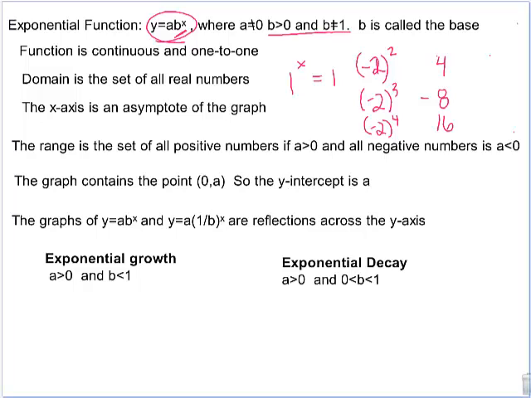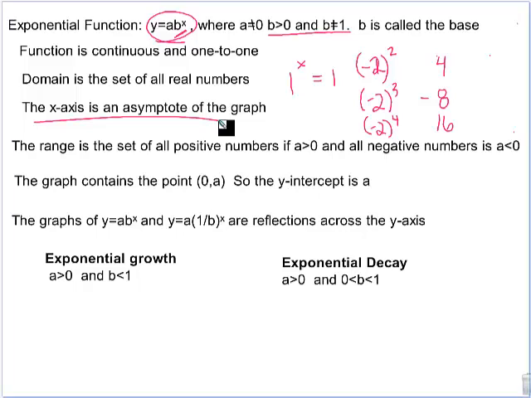The domain is always the set of real numbers. So what does that mean? What types of numbers can our x be? Positive and negative. Our x can be anything we want it to be. And the x-axis is always an asymptote because we can't have negative numbers. Whenever we raise things to an exponent, it's always going to be positive.